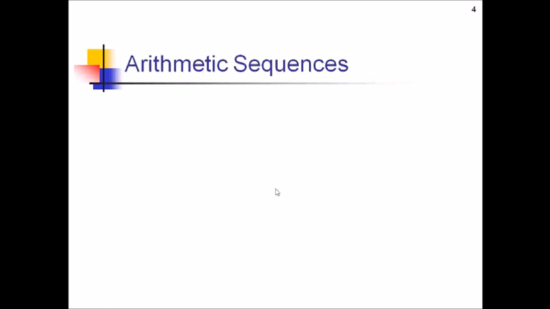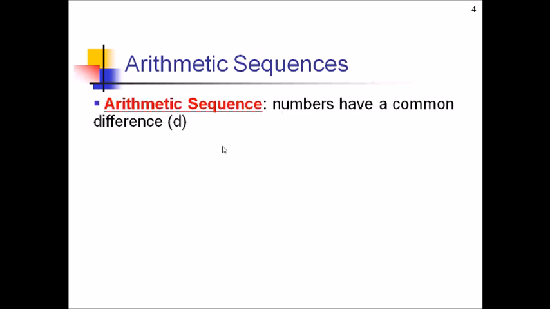The sequence that we were just looking at was an example of an arithmetic sequence. An arithmetic sequence is one in which the numbers have a common difference, which we will call d. So this is going to follow a linear pattern. You just keep adding the same thing every single time you take one more step into the pattern.